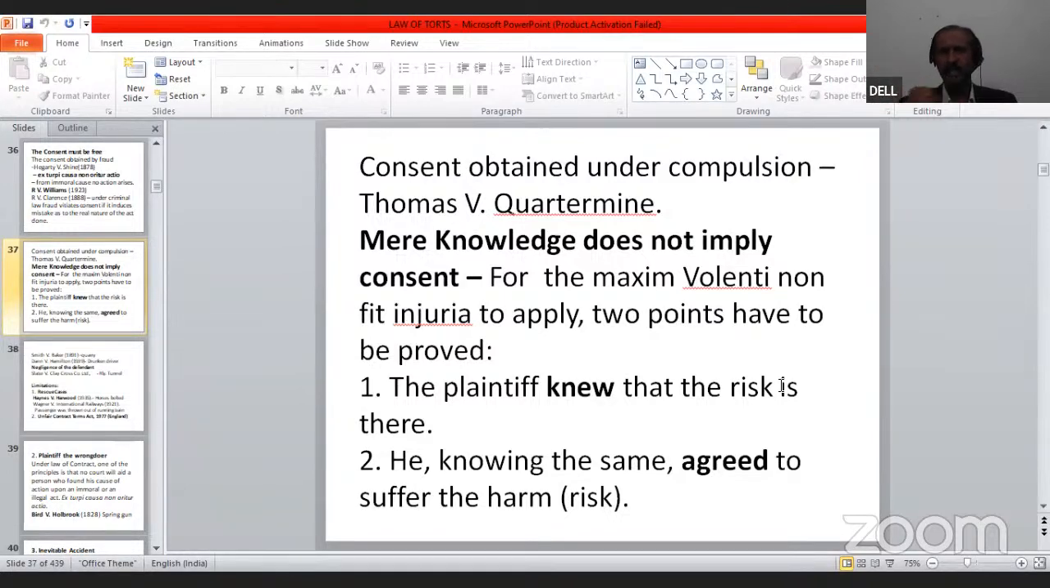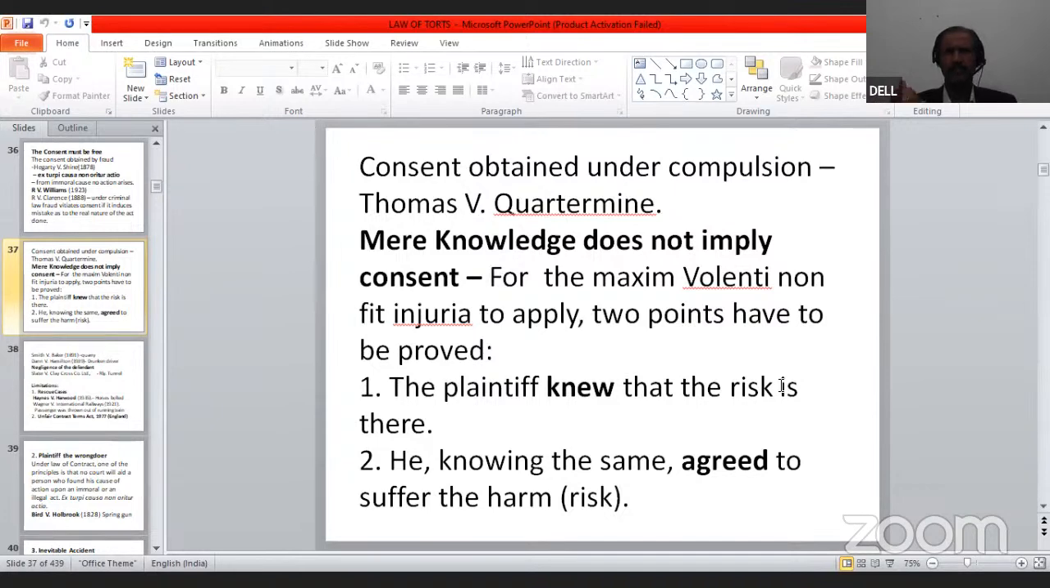Next, mere knowledge does not imply consent. That is one interpretation. So for voluntary not fit injuria to apply, we have to know and understand two essentials: that the plaintiff knew that the risk is there. You must write these two essentials. The principle in voluntary not fit injuria comes with cases like Hall versus Brookland Auto Racing Club. R versus Williams is not needed, so don't write R versus Williams.